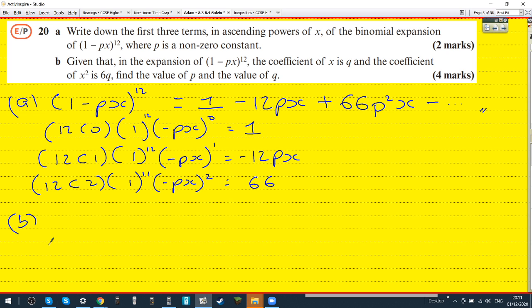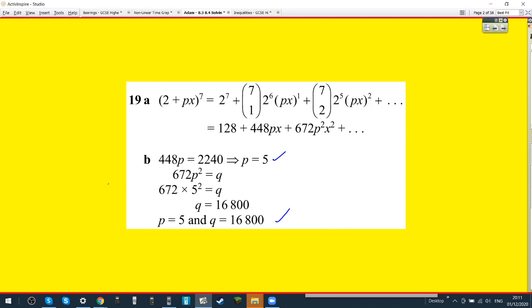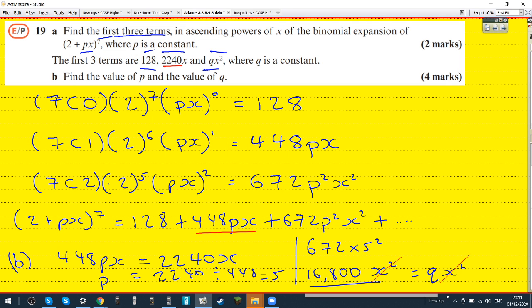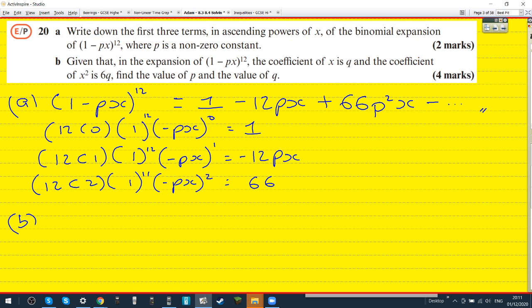So we know that x squared is 6q. So if you divide 6 by 6q, it gives you q. So would you divide x squared by 6? Oh, we don't. x squared is just a variable. What did we make equal to each other for this one? 448px equals 2240x. And so we made like term 2 equal term 2, the x1 equal to the x1.